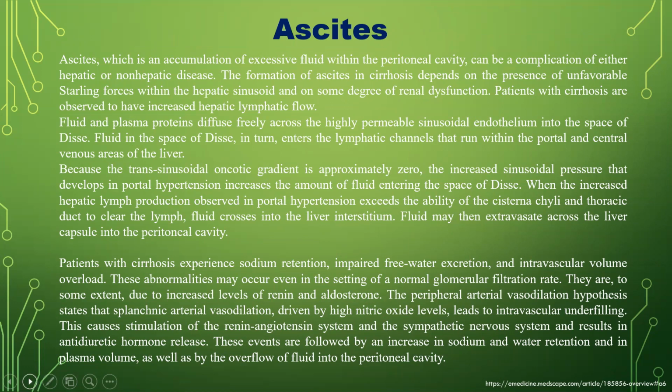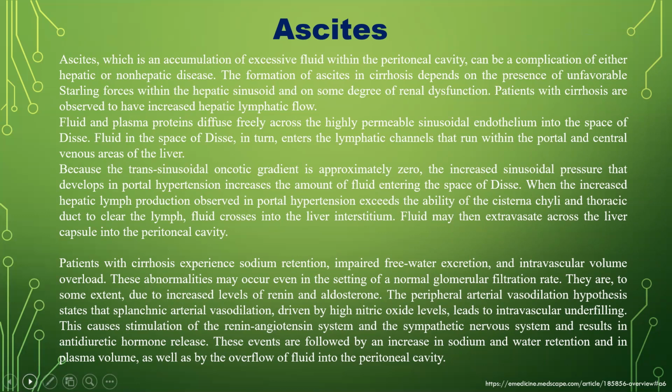Patients with cirrhosis are observed to have increased hepatic lymphatic flow. Fluid and plasma protein diffuse freely across the highly permeable sinusoidal endothelium into the space of Disse. Fluid in the space of Disse in turn enters the lymphatic channels that run within the portal and the central venous areas of the liver.